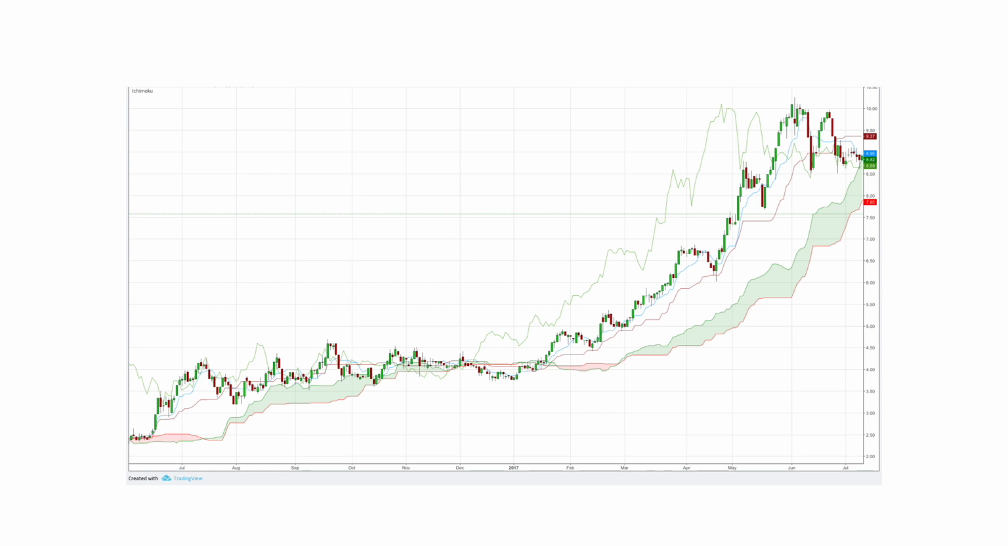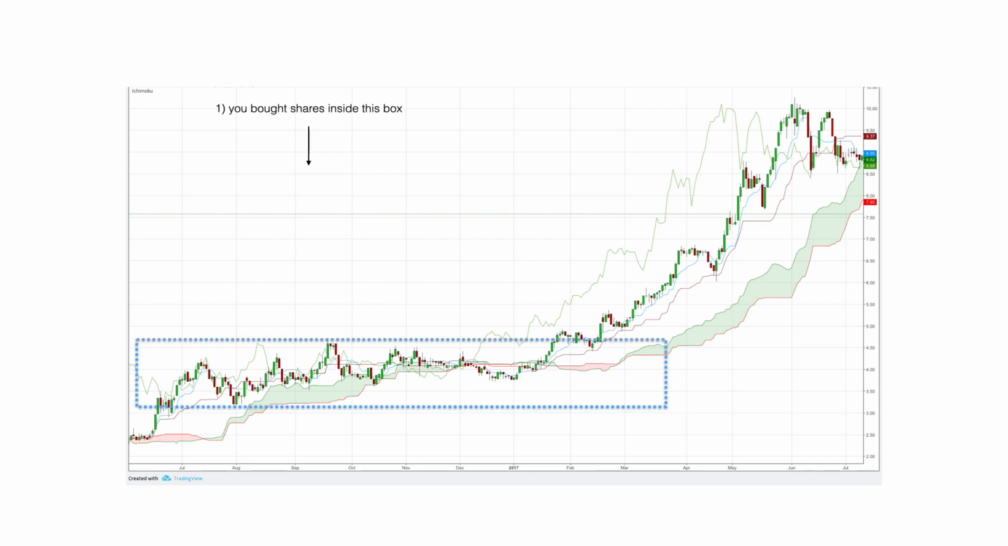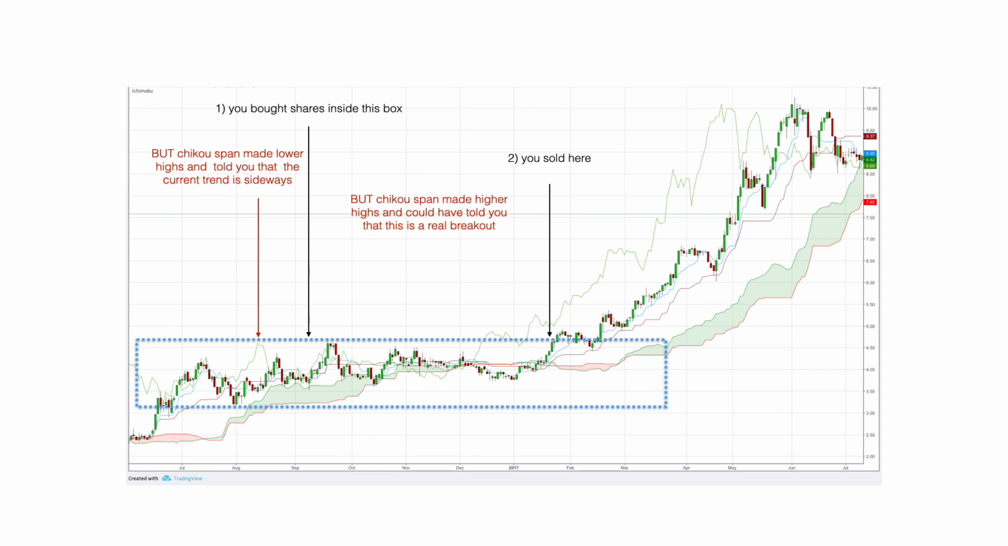Now let's look at the same period on the same chart using Ichimoku Kinko Hyo. Let's go back to number 1. So you bought at this price level, but the Chikou span made lower highs and could have told you that the current trend is sideways. You sold at this level, but the Chikou span made higher highs and could have told you that this is a real breakout, and the Tenkan-sen crossover above the Kumo could have told you that this is a strong bullish signal.